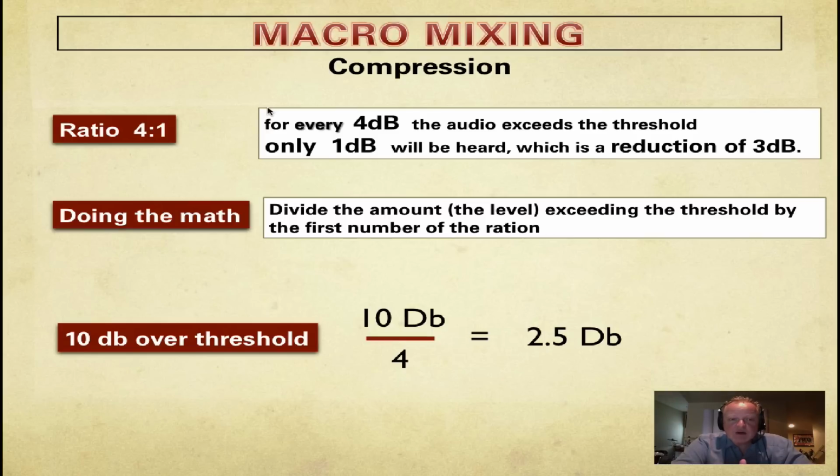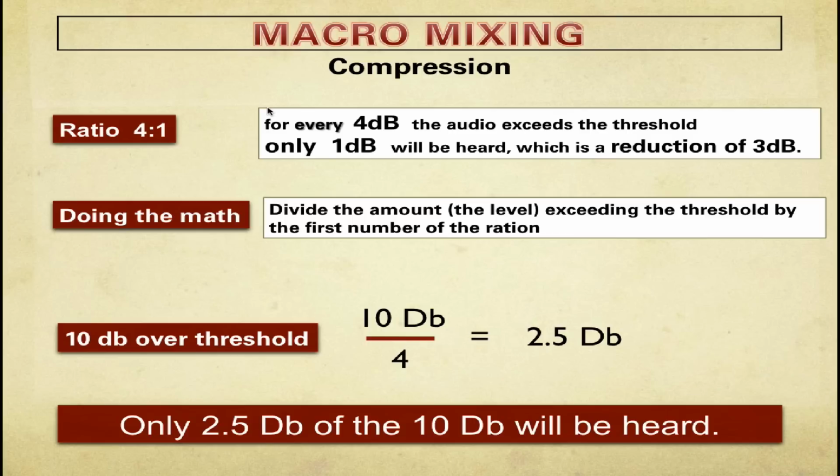If you take this down to 2:1, your 2.5 dB will jump up to 5 dB. So it's a reduction by half. This is a reduction by a quarter. So you can simply take this ratio, switch the numbers around, and take that as your multiplier. So a ratio of 4 to 1 is also a fourth. Multiply whatever exceeds the threshold by a fourth, and you get the same number.